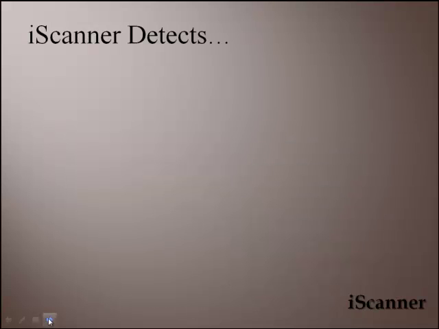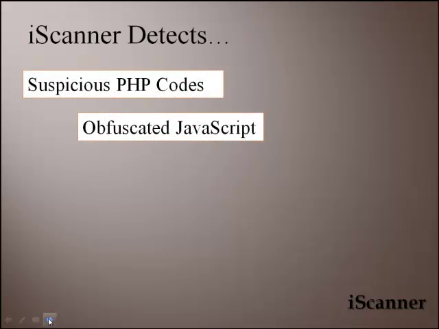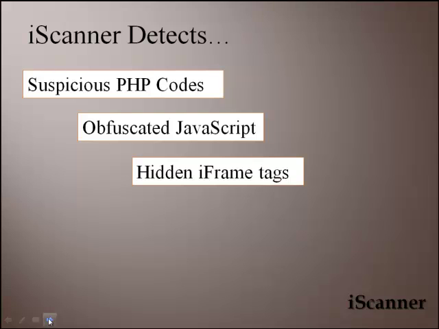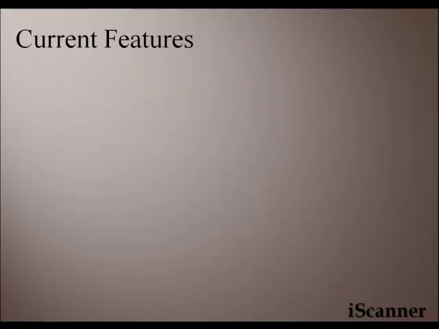The types of malicious code iScanner will detect are suspicious PHP codes, obfuscated JavaScript, hidden iframe tags, ActiveX objects, VB scripts, and some known malware types. iScanner uses its own customizable signature database to scan the web page.